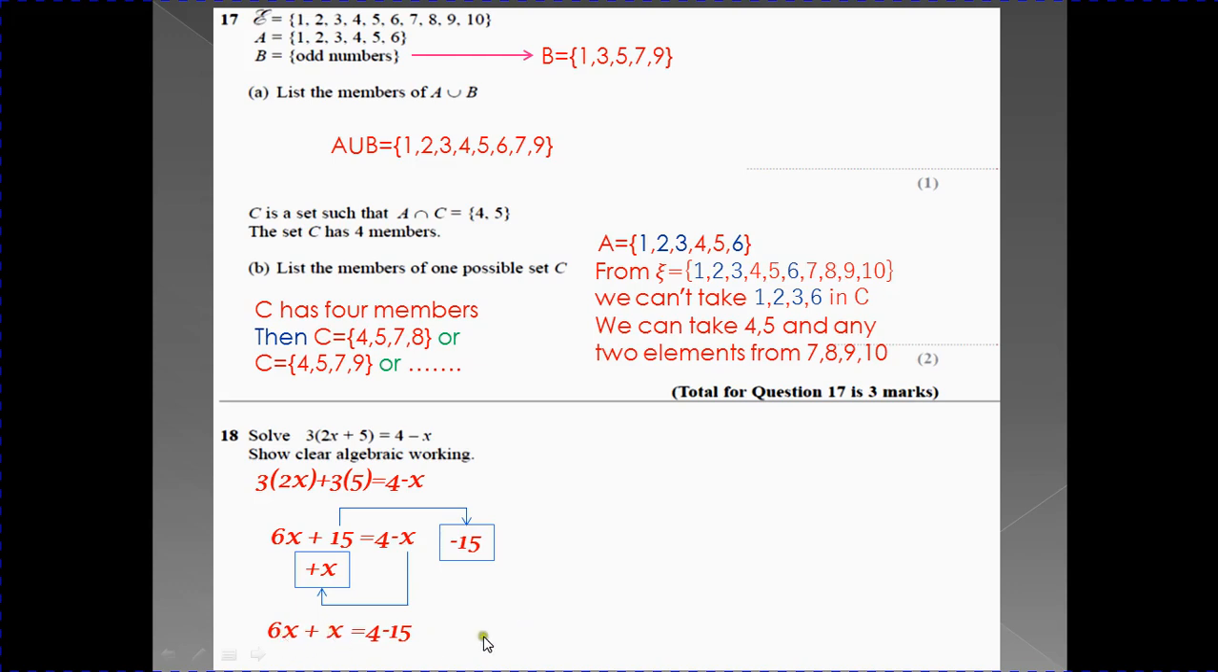Then 6x plus x, it will be 7x equals, what is the result? 4 minus 15, it will be negative 11. Then you must divide both sides by 7. Then x equals negative 11 over 7. You can put it as a fraction, negative 11 over 7, or you can get it in decimal. It will be approximately negative 1.57.